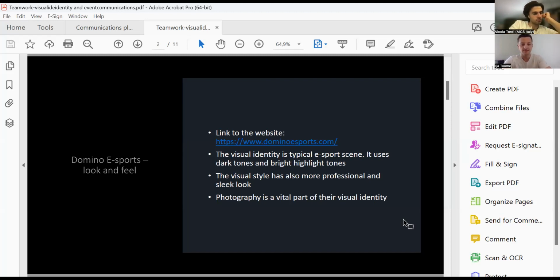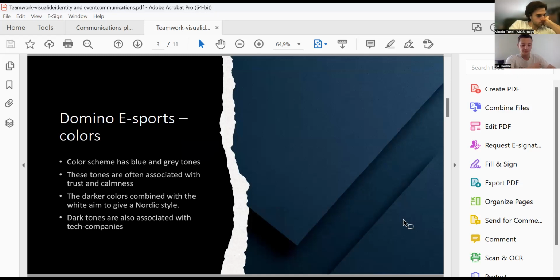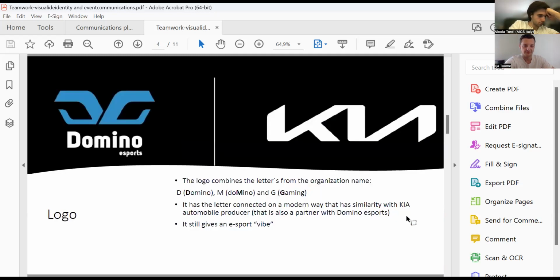Also, photography is a very vital part of the visual identity. In some of these gaming things, pictures might not be used that much, but they do. The color scheme has blue and gray tones that are often associated with trust and calmness, and combining white and these darker colors with blue is often a very Nordic style of doing things. As well, these dark tones are often associated with tech-related things and tech companies.